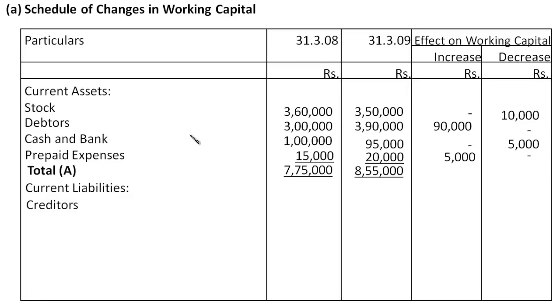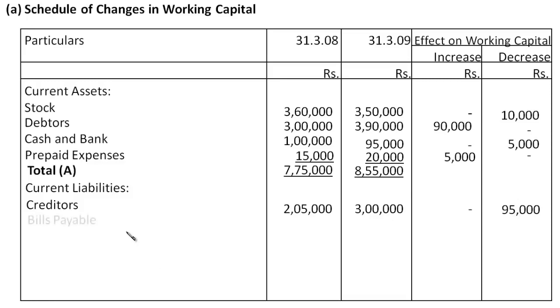Look at the current liabilities. Number one, creditors from 2 lakh 5,000 have moved to 3 lakh. So there is an inflow. But this inflow we would treat in the decrease column. The reason is you get money. When a current asset decreases, you have fund flowing in. Similarly, when a current liability increases, you have fund flowing in. So both are given equal treatment.